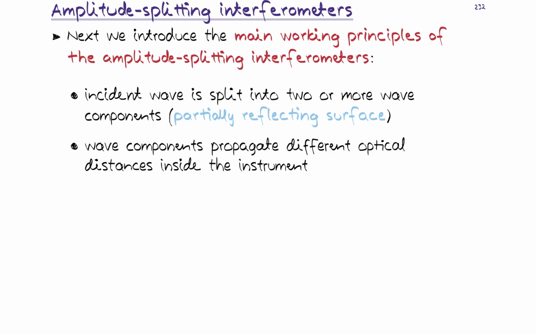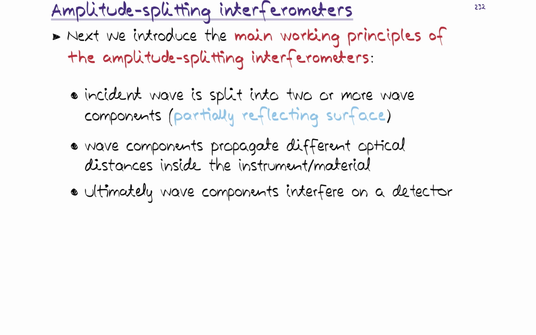And these wave components, of course, they propagate at different optical path differences inside the instrument or inside the thin film, inside the material. And then ultimately when these waves are let to propagate into the observation point where they ultimately are being combined, it can be a detector or it can be a human eye into which things are being focused, or it can be a camera screen, and it's there where we are ultimately either seeing interference, constructive interference, or not constructive, but rather a destructive interference.